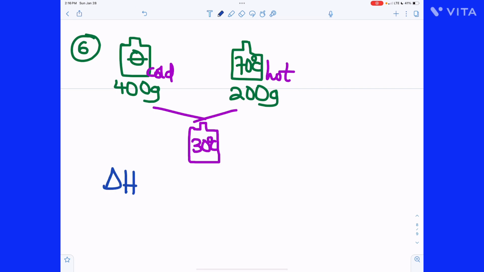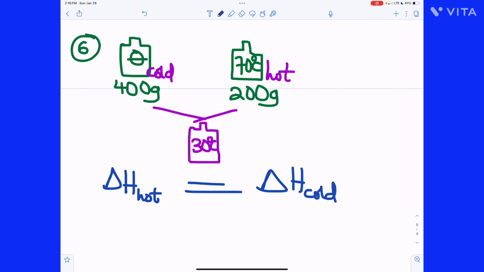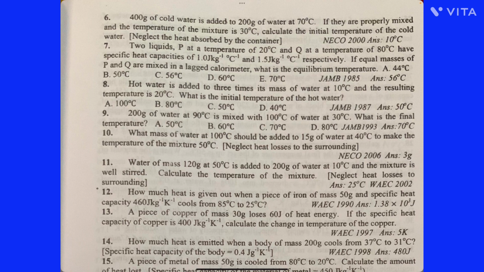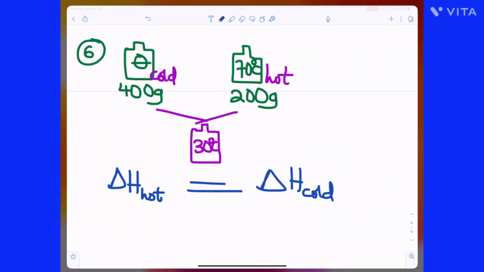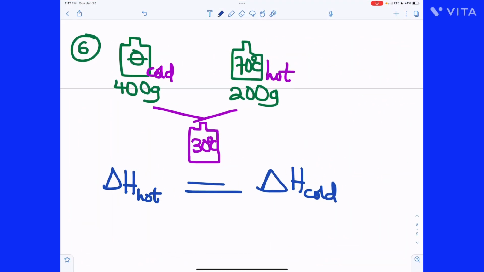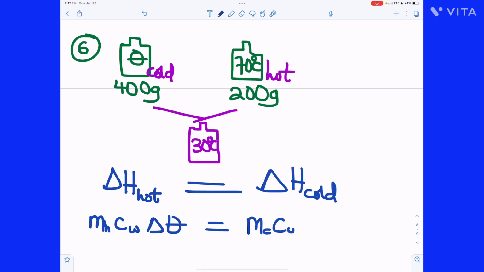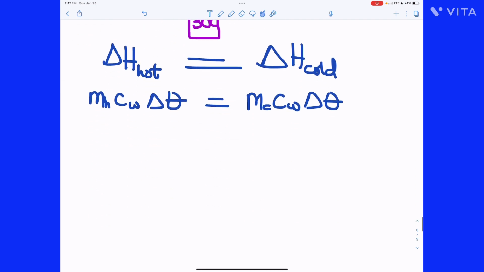Heat lost by hot water is equal to heat gained by cold water. Heat lost by hot water, let me see, 400, 200. Okay, 30. Heat lost by hot water is mass of hot water times specific heat capacity of water times change in temperature of water. Heat gained by cold water is mass of cold water times specific heat capacity of water times change in temperature of cold water.